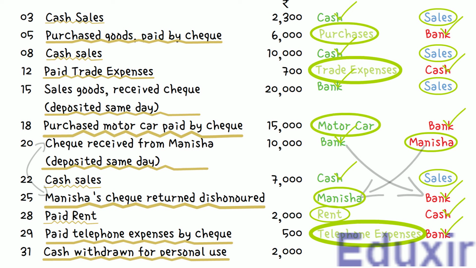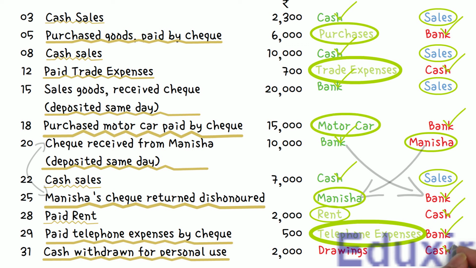Now, as the owner is withdrawing 2000 rupees of cash, the capital of the business will be decreasing. The rule to record any decrease in the capital is to debit the corresponding capital account. In this case, the drawings account should be debited, not the capital account. At the same time, as the cash is withdrawn by the owner, the cash asset of the business will be decreasing. The rule to record any decrease in the asset is to credit the corresponding asset account. In this case, the cash account should be credited.